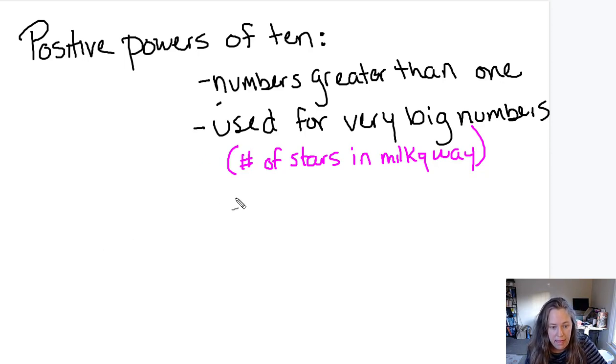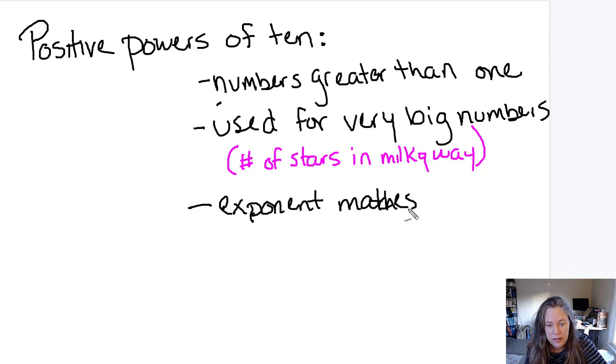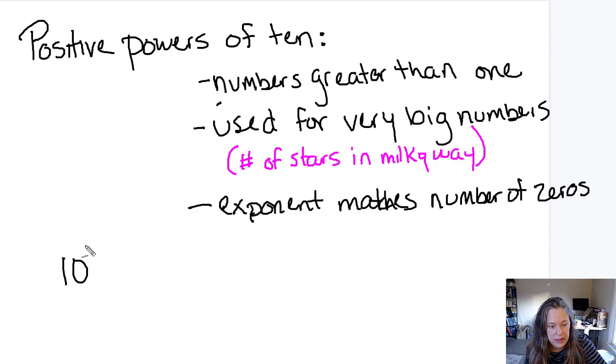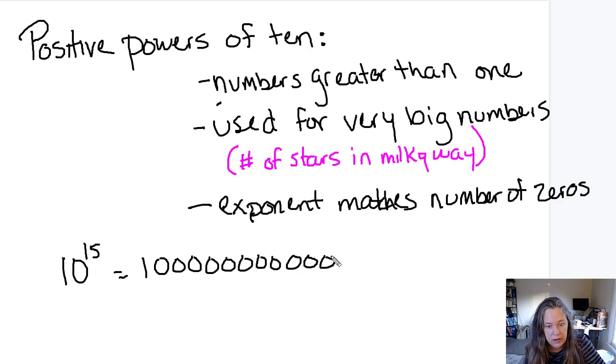And the exponent matches the number of zeros. So 10 to the 15th is a 1 with 15 zeros. 1, 2, 3, 4, 5, 6, 7, 8, 9, 10, 11, 12, 13, 14, 15. And then you can put your commas in. Okay, I'm just going to show there that that's 15 zeros.